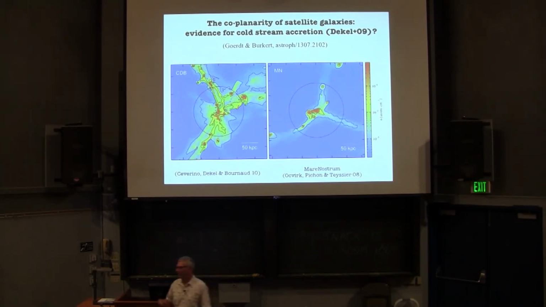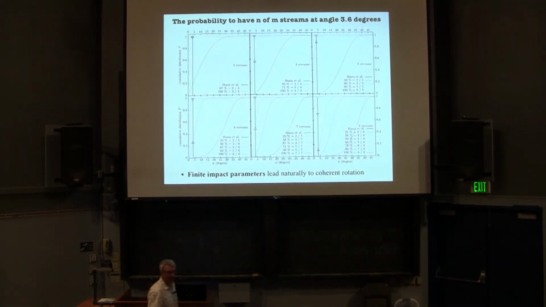So the streams are satellite loaded, and these satellites then might form a planar structure around the central galaxy. So the question is, how likely is that? We worked on the probability to have n of the m streams at an angle that is so small that you would form this extended disk, which has been observed. And it turns out to be very simple.